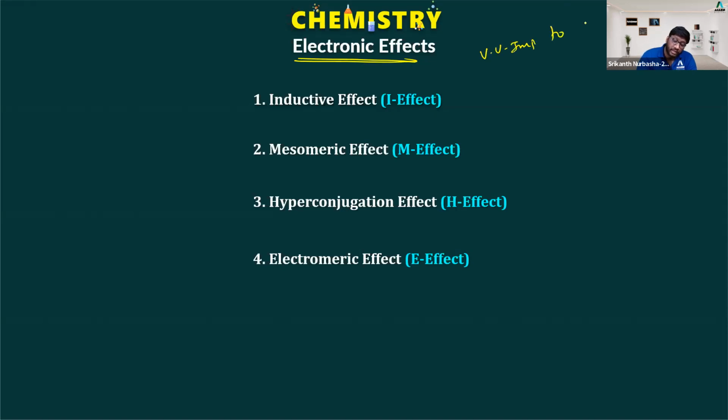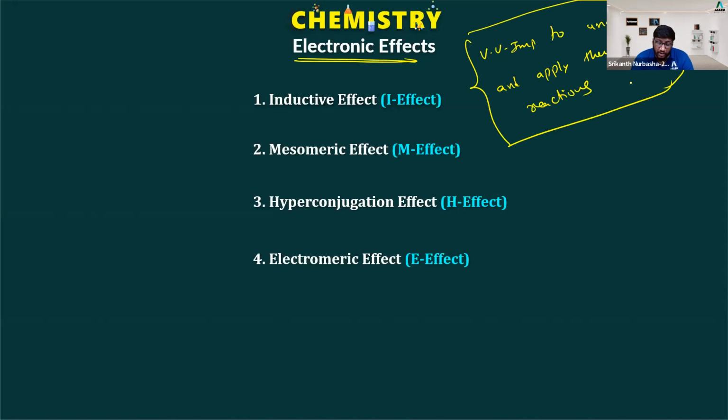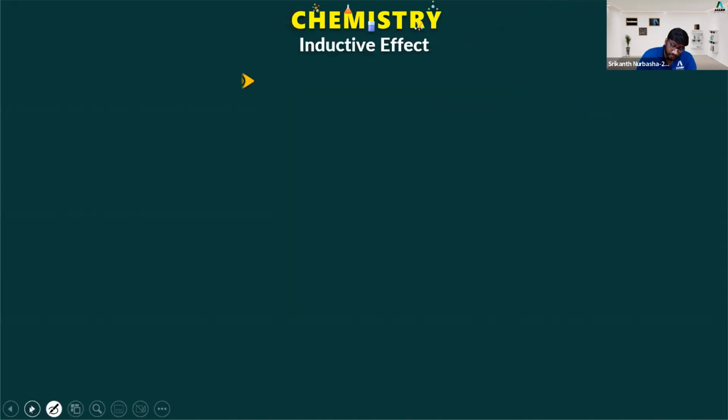These are very, very important to understand and apply to reactions. We have to apply them properly to different sets of reactions. That is why these concepts are very, very important: inductive effect, mesomeric effect, hyperconjugation, electromeric effect.